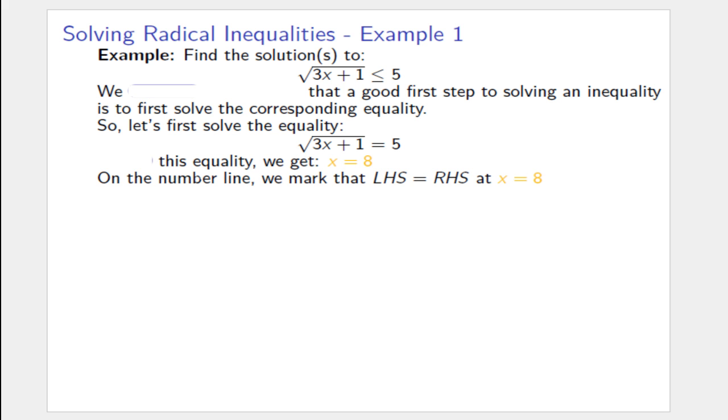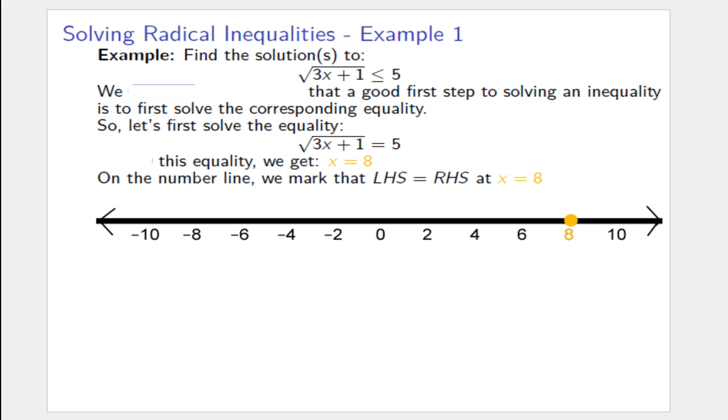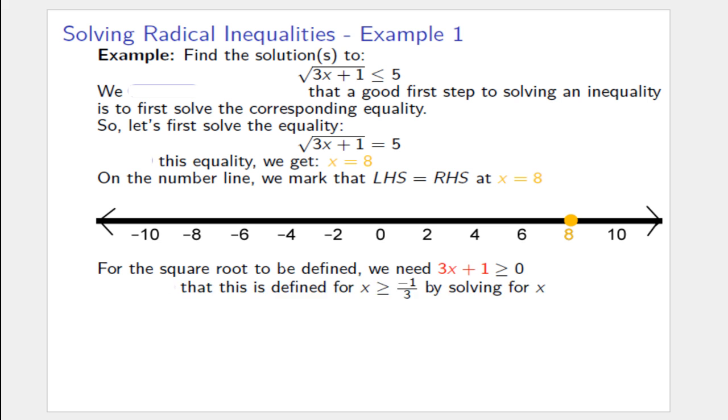So on our number line, we mark that the left-hand side equals the right-hand side at x equals 8. But remember, for the square root to be defined, we need what's inside the square root, 3x plus 1, to be bigger than or equal to 0. And we can find that this is defined for x bigger than or equal to negative 1/3 by solving that for x.